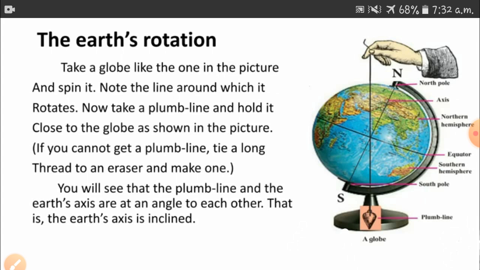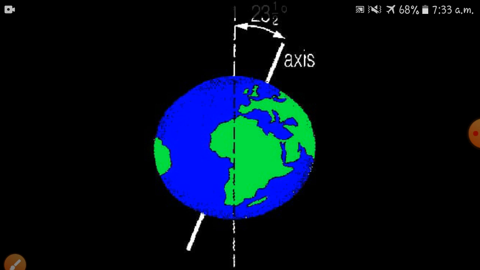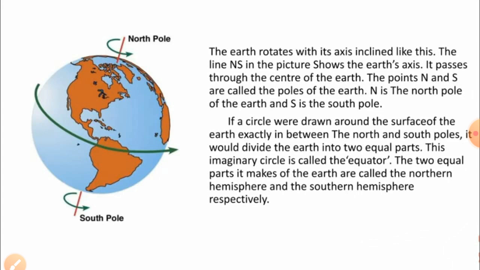So the Earth's rotation with the axis is inclined, as you all can see in the picture. The Earth rotates with its axis inclined like this.